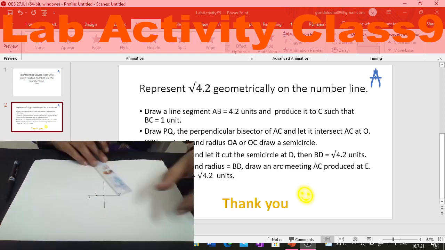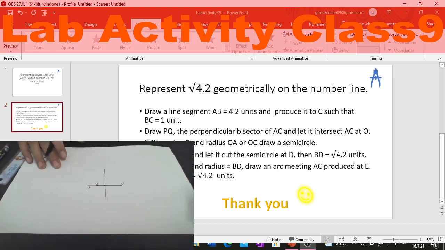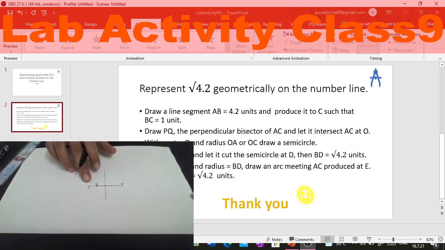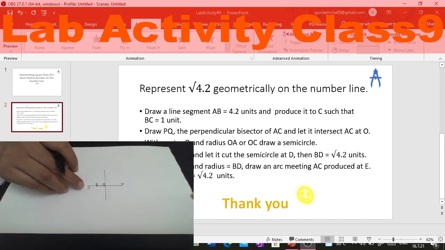So look at here, I have drawn the perpendicular bisector of AC. Remember, AC is AB plus BC. AB is of 4.2 centimeter and BC is 1 centimeter. So let this point be O, the point at which the perpendicular bisector is intersecting AC. Now further what we have to do?